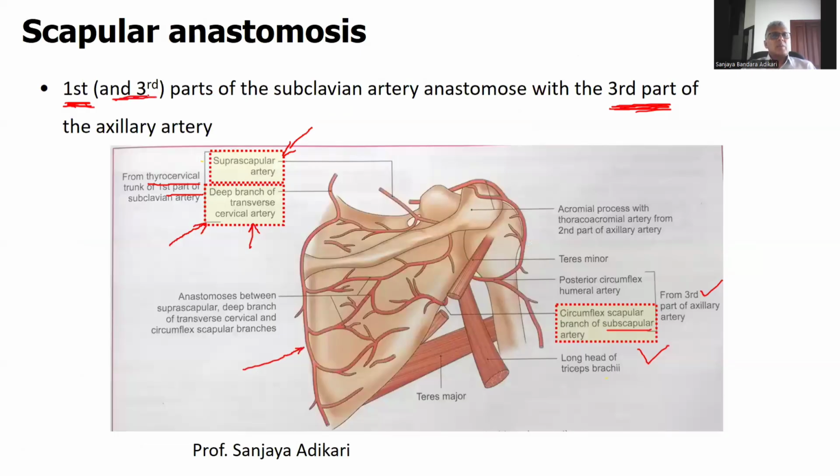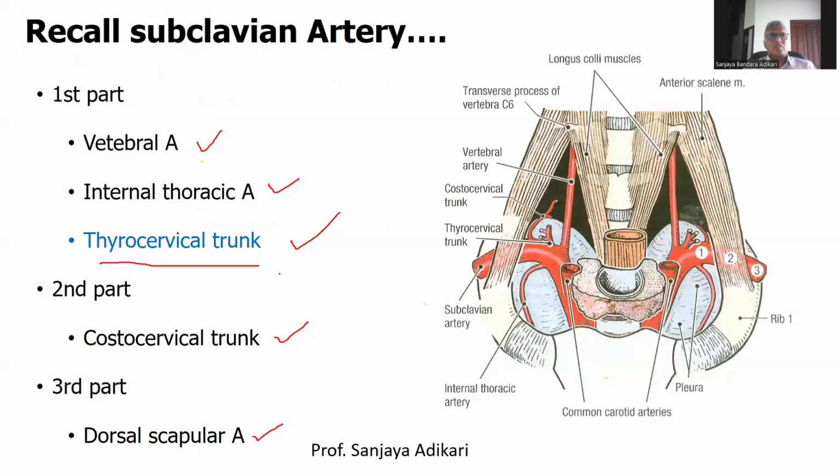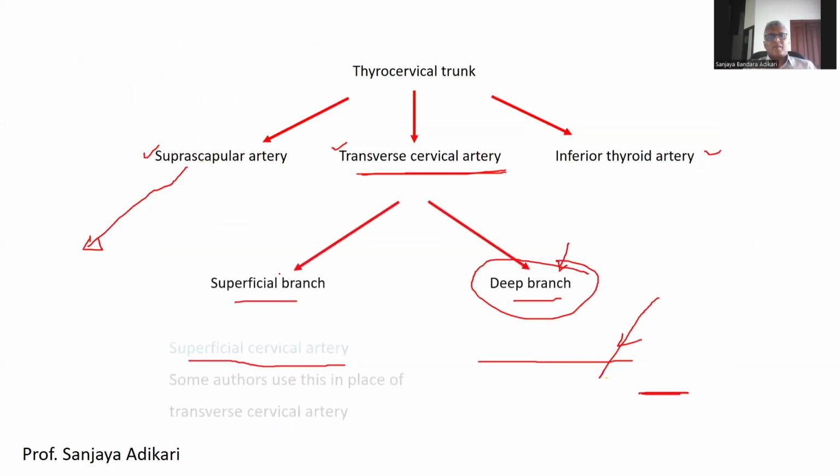Okay. So in some people, it is the first part of the subclavian through the suprascapular artery, and the third part of the subclavian through the dorsal scapular artery, if they have it, that is involved in the scapular anastomosis. In others who don't have a dorsal scapular artery, so there is no branch from the third part of the subclavian artery, the transverse cervical artery gives the deep branch involved in the anastomosis. It's a very small point anyway, you are doing postgraduate, no, that's why I said that. Okay.